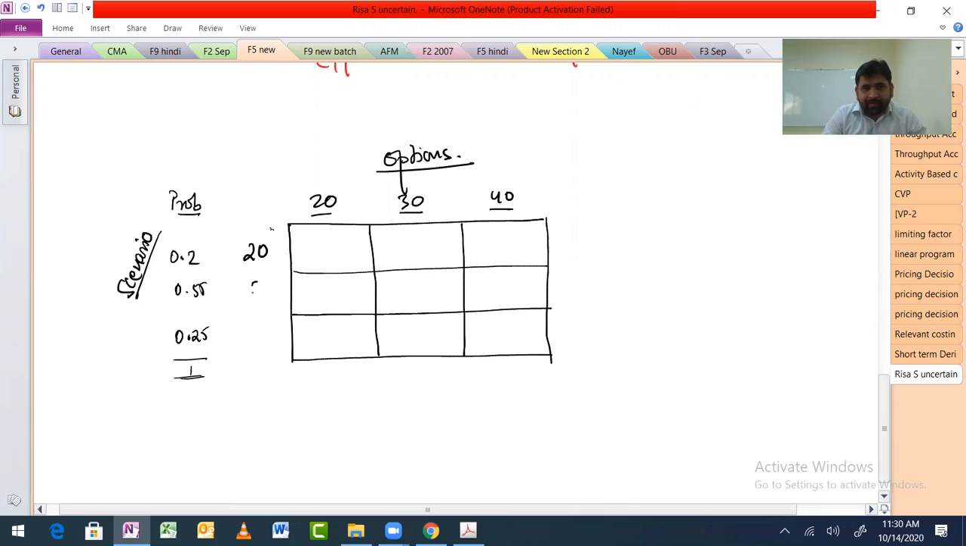See, the answer is here also 20, 30, 40. The thing is, in the question they have said that you will buy how many magazines, and the demand of the magazines. These are the two things. So will you buy 20, 30, or 40 magazines? That is your option. Demand in the market can be 20, 30, or 40 magazines. And the probability of that is this, this, this. Are we fine with this?